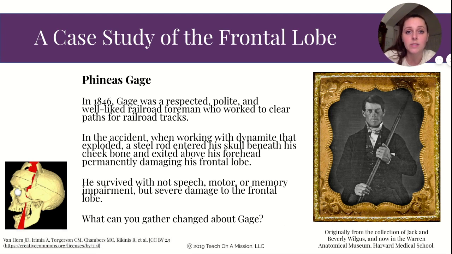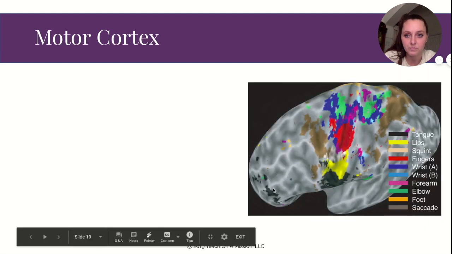So what psychology did was they gathered all of this information about his extreme change in behavior and thought, oh my goodness, the frontal lobe controls all of these different things. And so this is a perfect example of how you can use a case study to then gather information that can be relayed to the rest of the public.